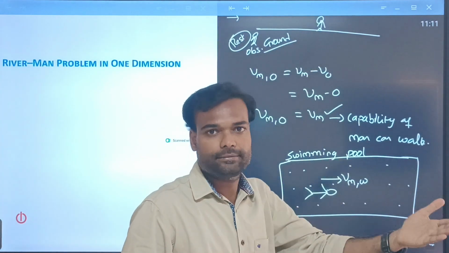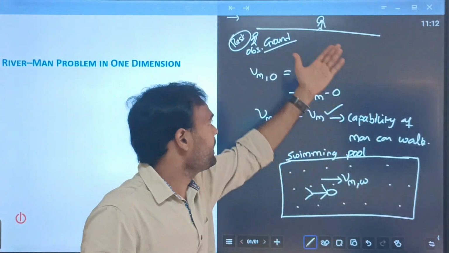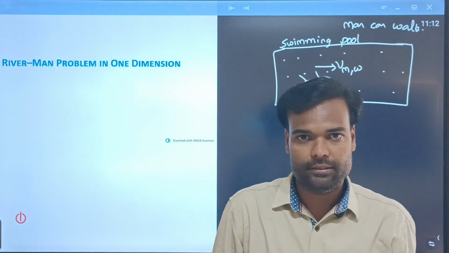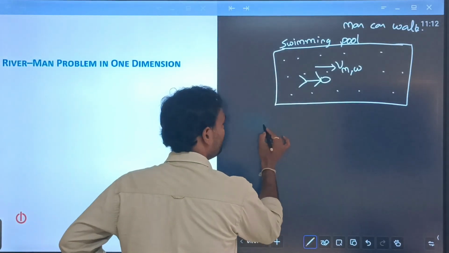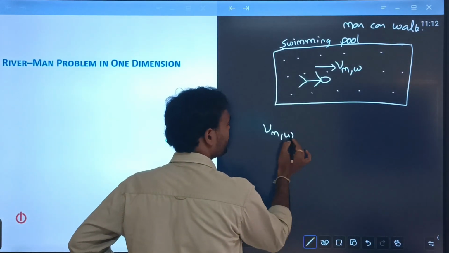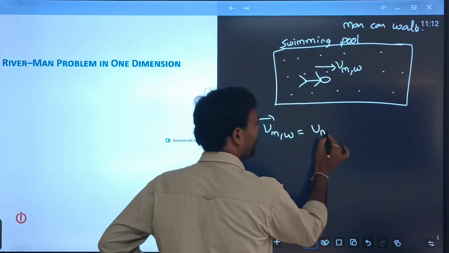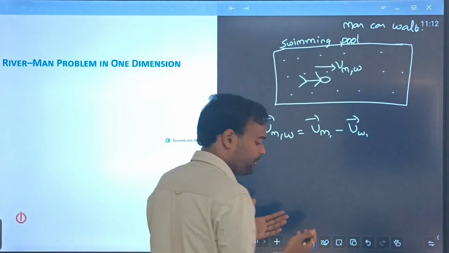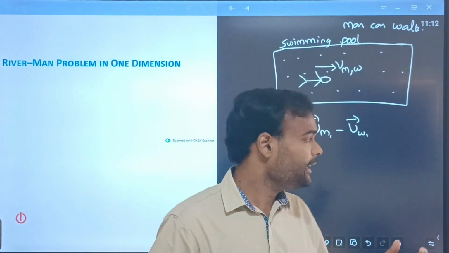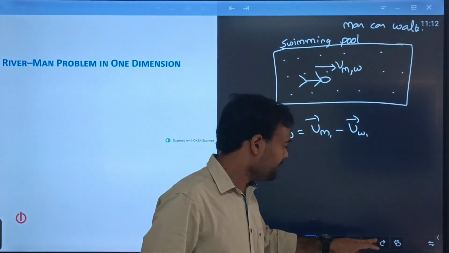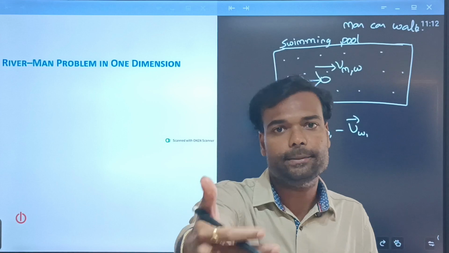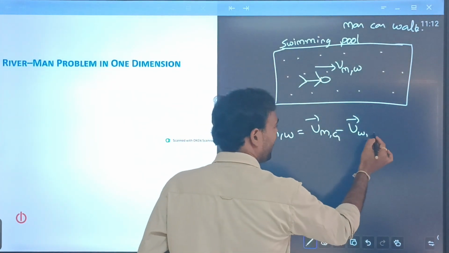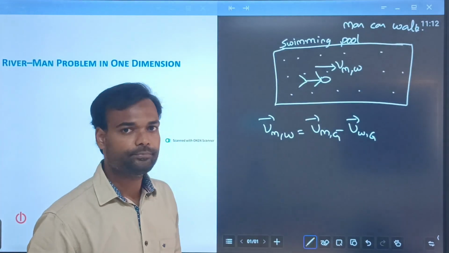So he is able to move with that speed in water, as the person is able to move in air on ground. This is what his capability. Similarly, here also this is his capability, he can swim. Right? Now this is velocity of man with respect to water. Can I say velocity of man minus velocity of water? And again I am representing with a single letter here that it is with respect to ground. So this is also with respect to ground, and this is also with respect to ground.